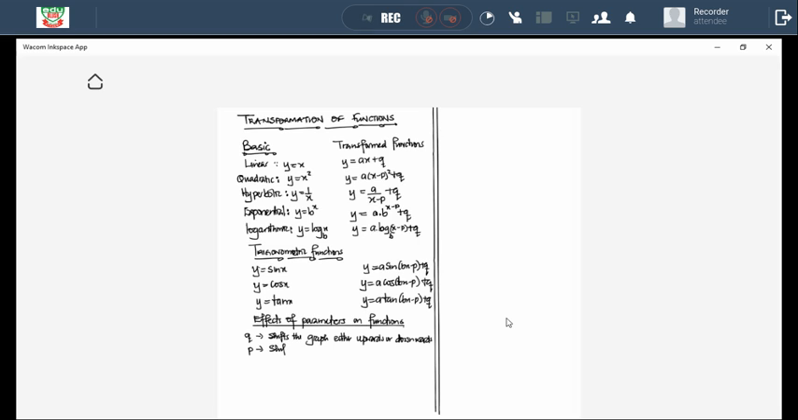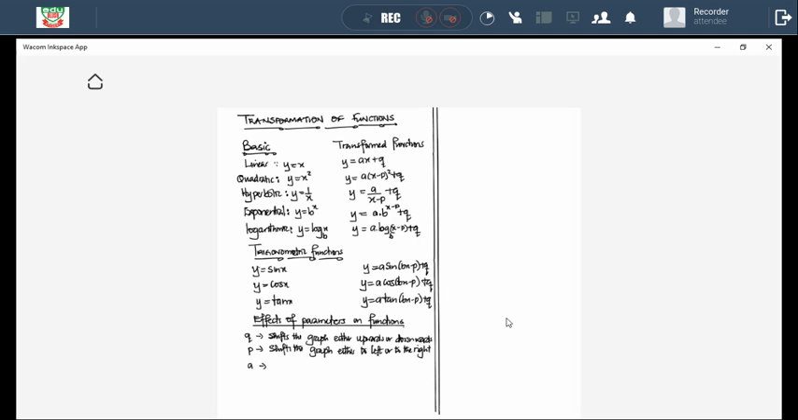P shifts the graph either to the left or to the right. We did this in grade 11 when we were investigating. I will show you with yet another illustration as we go so that you can fully comprehend what we are talking about.